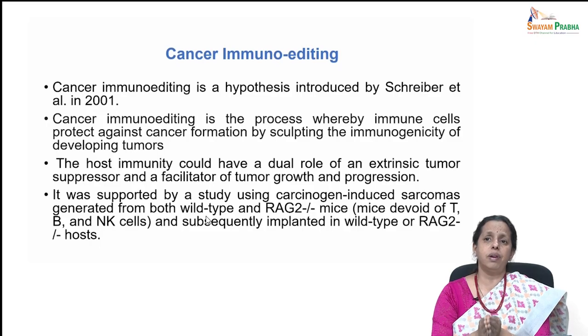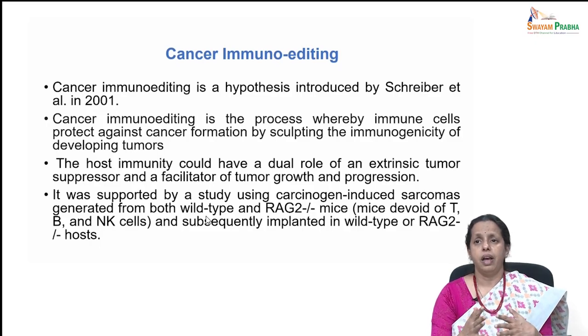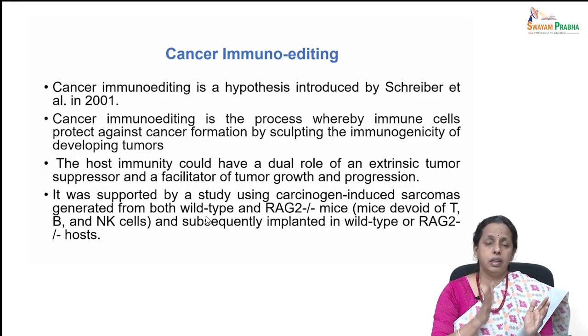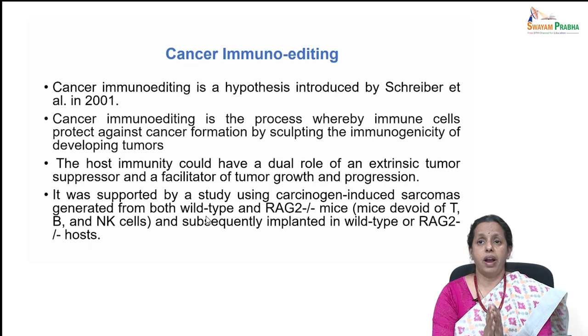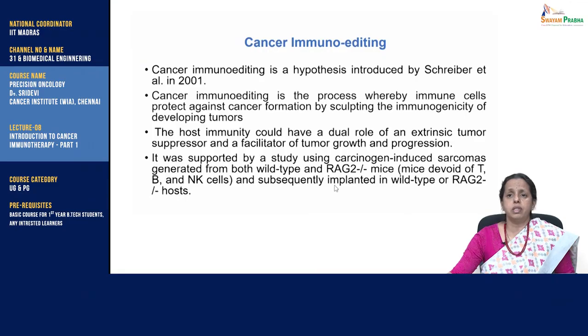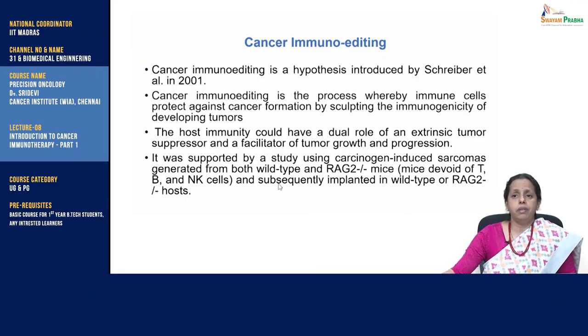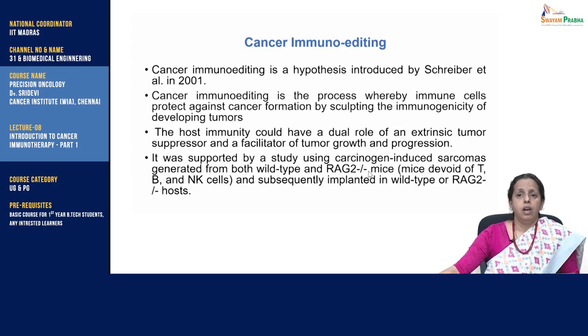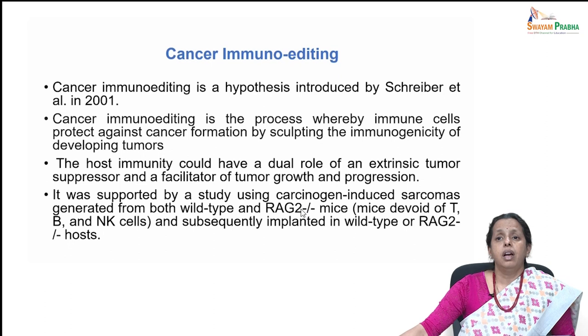The tumors generated from the wild type mice grew progressively when implanted in both wild type and RAG2, that is the mutant mice. Whereas the tumors generated from RAG2 mice grew progressively in the RAG2 host, but nearly half of these tumors implanted in the immunocompetent wild type mice were rejected. That means that tumors arising from immunocompetent hosts are less immunogenic than those from your immunodeficient hosts.